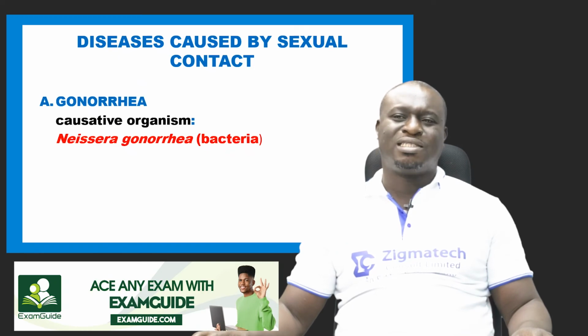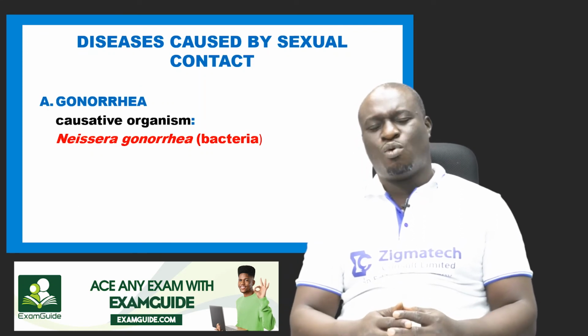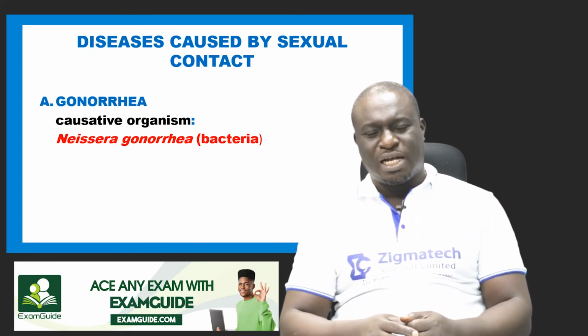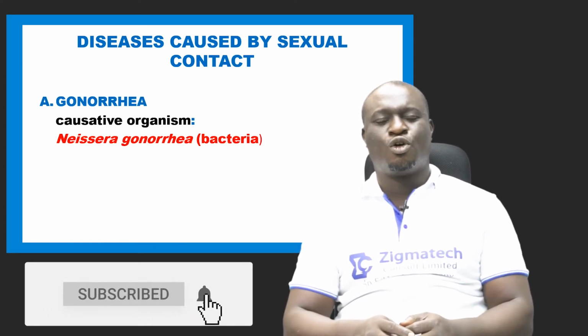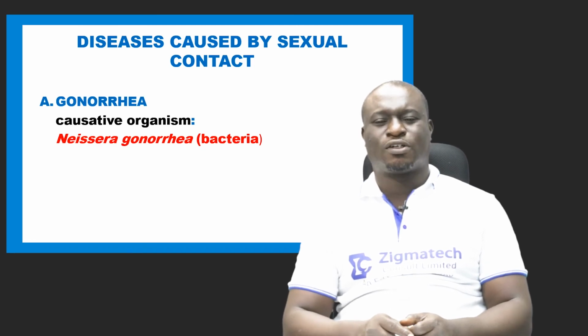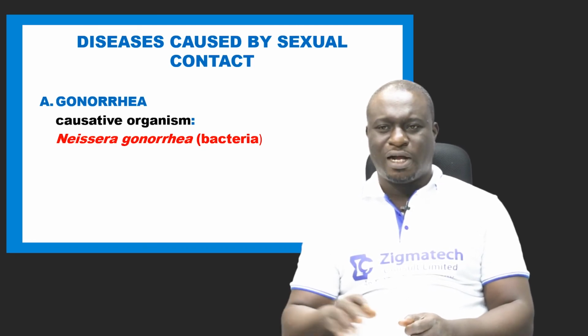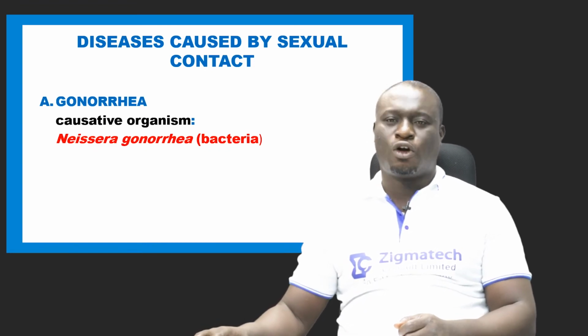And then also we have diseases caused by sexual contact. We have the one called gonorrhea, and the causative organism of gonorrhea is Neisseria gonorrhoeae. It is a bacteria that causes gonorrhea. All right? And the mode of transmission is by sexual contact.